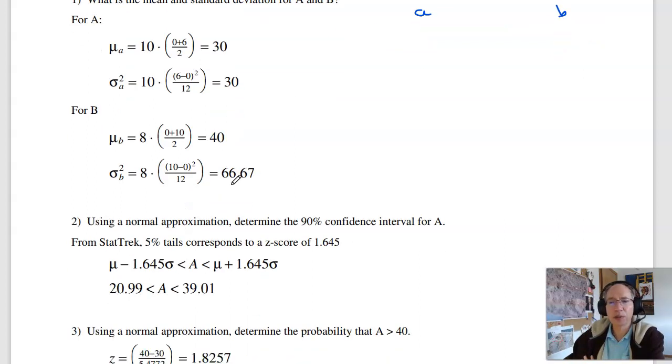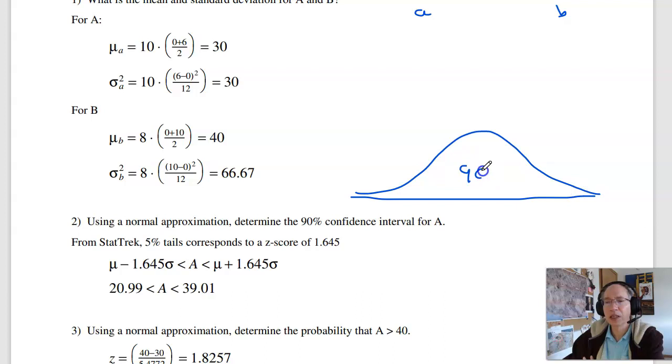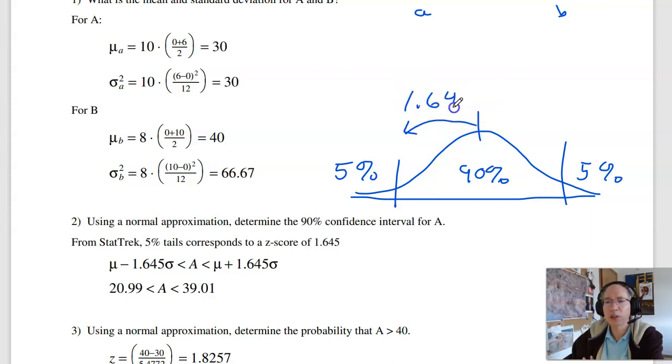For problem 2, find the 90% confidence interval. For that, you go to StatTrack. For 90% in the middle, I want to have 5% tails. So the right tail is 5%. The left tail is 5%, leaving 90% in the middle. The z-score is how far from the mean you have to go. That's 1.645 standard deviations, called the z-score. So what that tells you is that if I go left 1.645 standard deviations and I go right 1.645 standard deviations, I'll capture 90% of the area. So A will be in the range of 20.99 to 39.01 with a probability of 0.9.